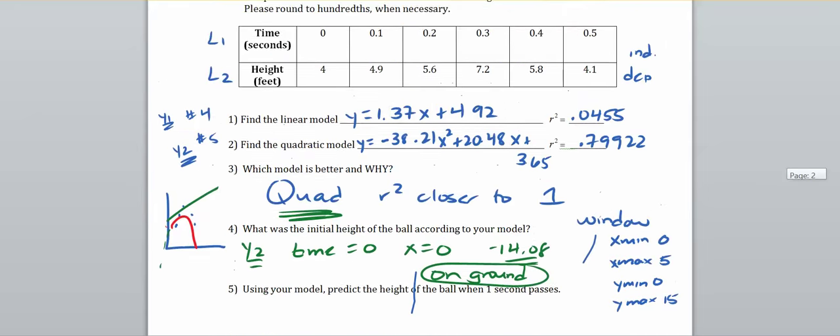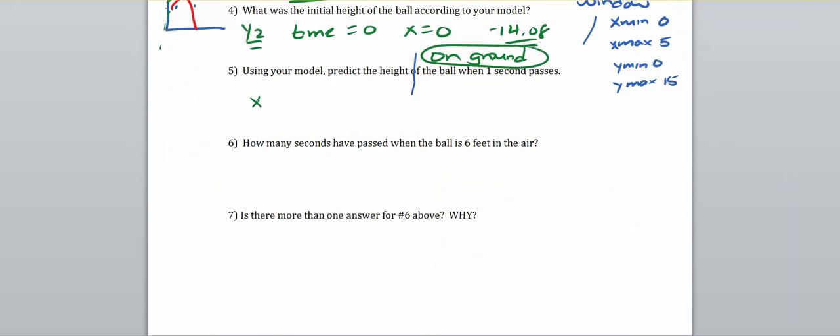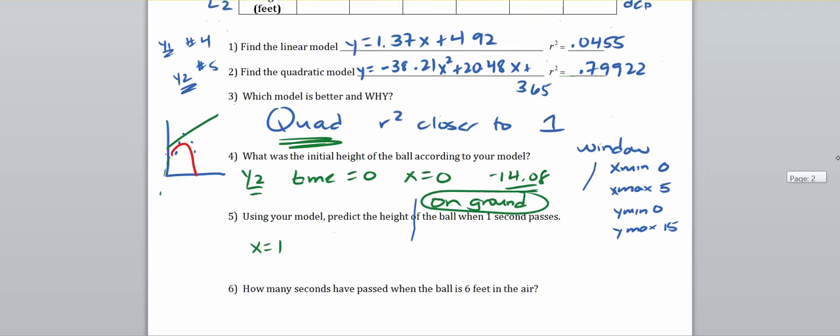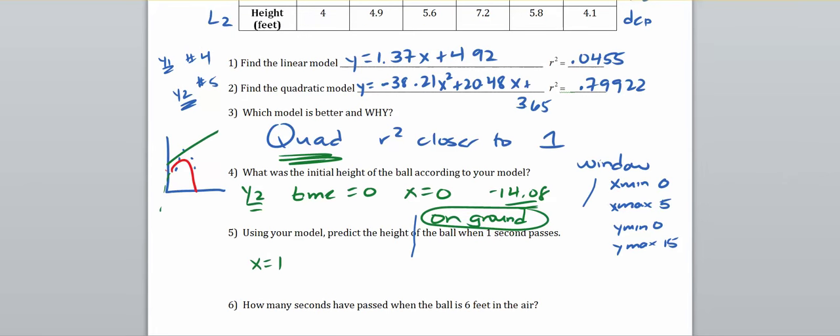So now I want to know when x is equal to 1. So go back to second trace value. If I type in x is 1, I get negative, did I do that right? Negative 14 point, hold on. Clear that. 30.8. Let's graph.